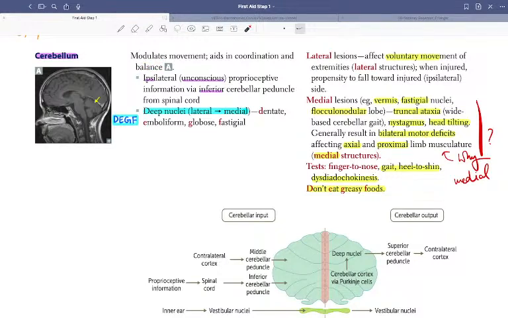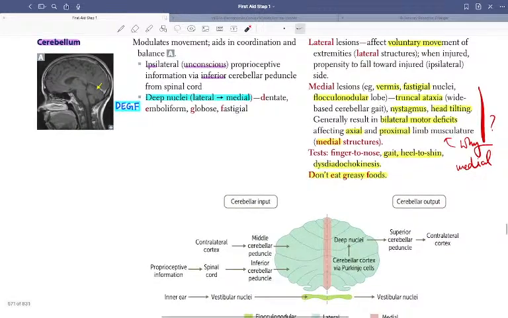It aids in ipsilateral unconscious proprioceptive information via the inferior cerebellar peduncle. Cerebellar lesions are usually ipsilateral. The deep nuclei, lateral to medial, are DEGF: dentate, emboliform, globose and fastigial. So DEGF, alphabetical order, lateral to medial. This is very important.